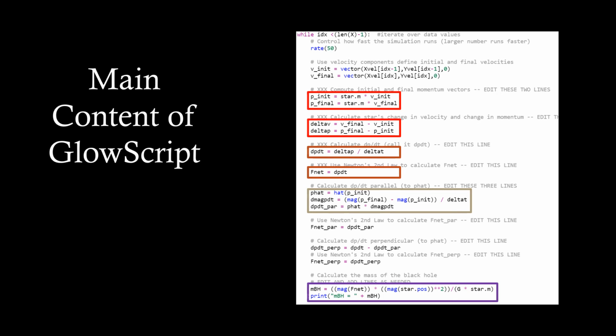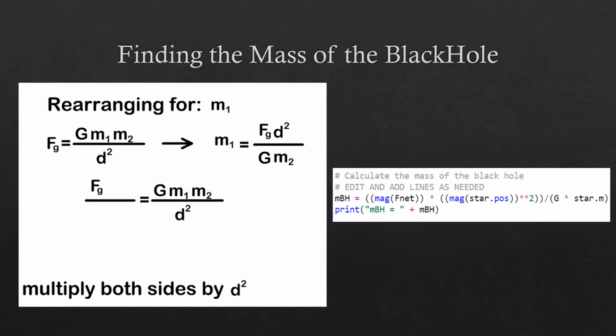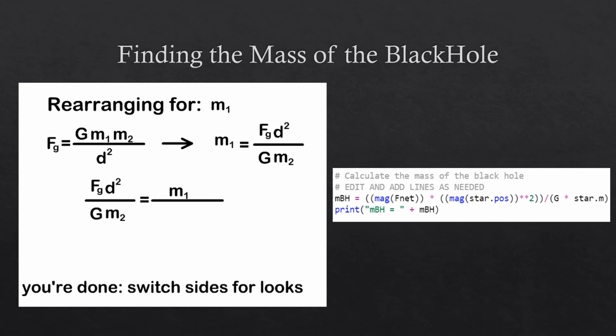dp/dt was calculated by dividing the change in momentum by the change in time, and using the momentum principle, it was set equal to F net as well. From this, the perpendicular and parallel momentum were calculated in the next section. Finally, the mass of the black hole was calculated by rearranging the formula for gravitational force.